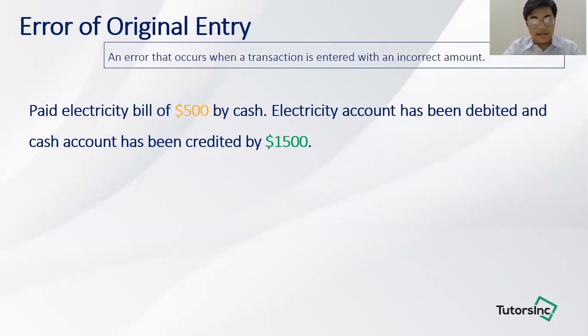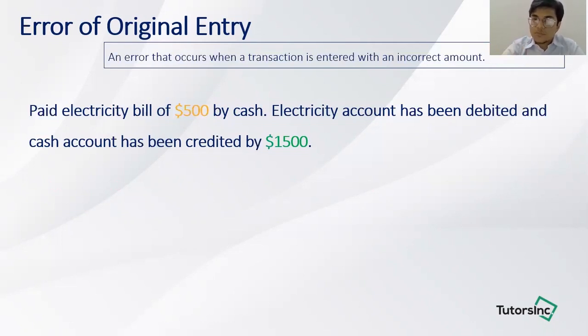The reason is that we were supposed to enter $500 on the debit side of electricity account and on the credit side of cash account. So instead of doing that, we have included $1,500, which means that we have recorded $1,000 extra. Now, in this case, since we have recorded extra, we need to subtract or omit this extra value in order to make sure that the genuine or the original value has been recorded in the books of accounts, in the electricity account and in the cash account.